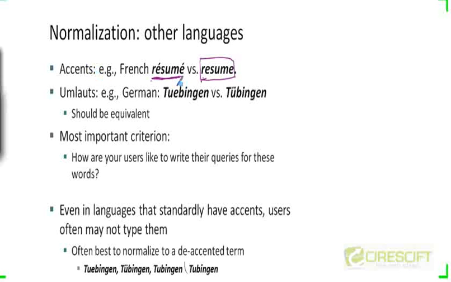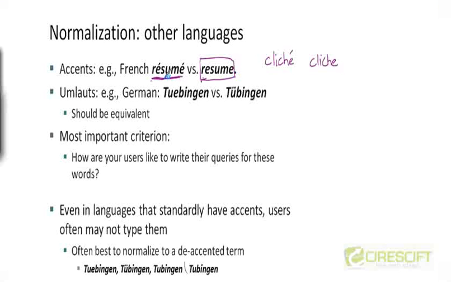So one common approach is to just delete the accents. So both résumé and resume would get mapped to the same term. Now obviously that doesn't look good for this particular example, but for other examples, like cliché, without the diacritics, without the accent, and with the accent, both should map to the same term.